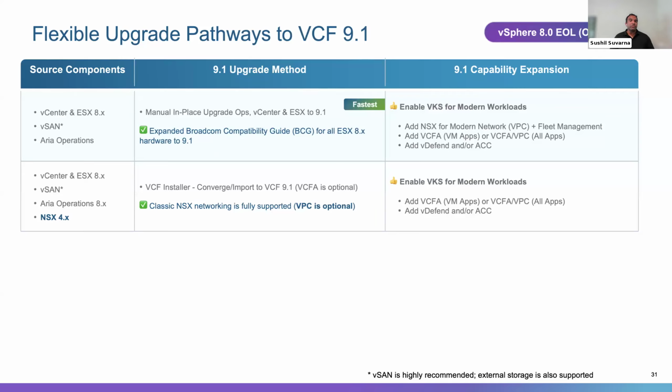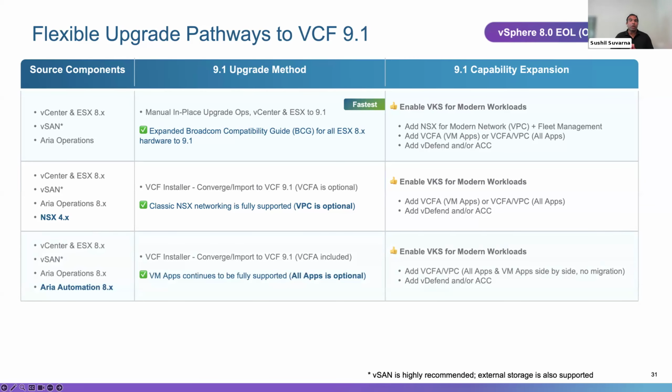But it inherits all of the benefits from earlier, where you can still do VKS. Classic networking is fully supported. You can start deploying VPCs if you want to. And another key thing that comes in as part of this transition are all of the features around fleet management that William spoke about earlier. This gives you centralized password management, certificate management, as well as lifecycle management. And you can start building towards the modern private cloud. Of course, in terms of the next steps, you can add VCFA to deploy the modern experience, and once again, choose to expand to vDefend or ACC for additional security or firewall requirements.